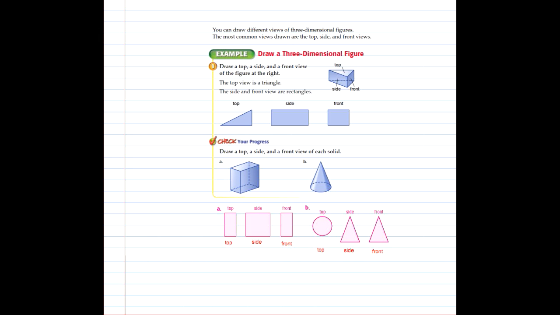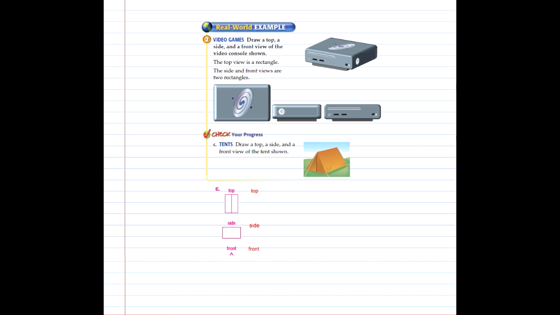In example A, it says, draw a top, a side, and a front view of each solid. I've done that here. This top would go here, the side would go here, and the front would go here. In my second diagram, the top is actually the bottom. This is a cylinder. You have a side here, and then the side over here, and then the front goes here. If you break them down into different shapes, this is what they look like.